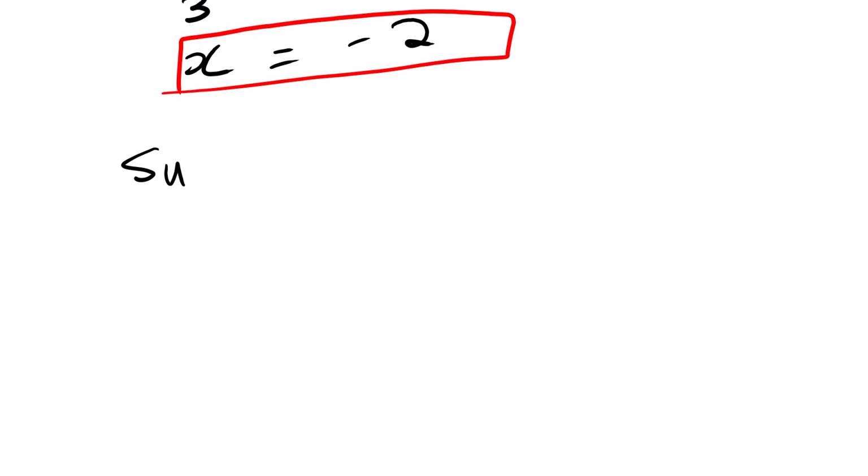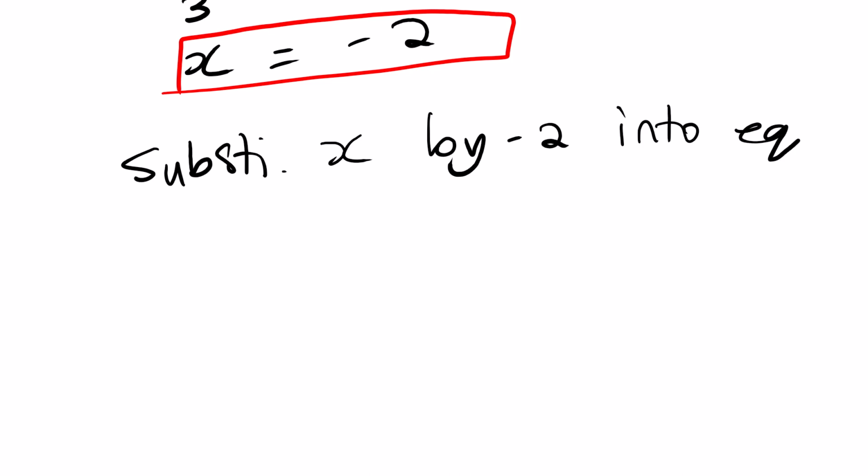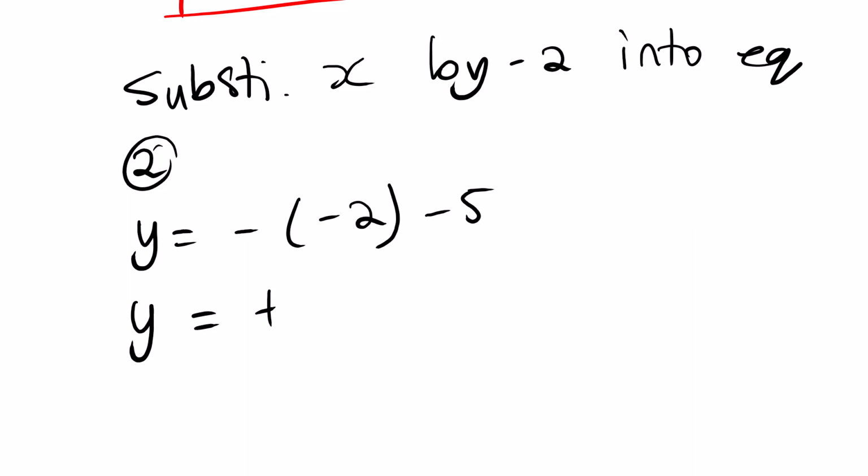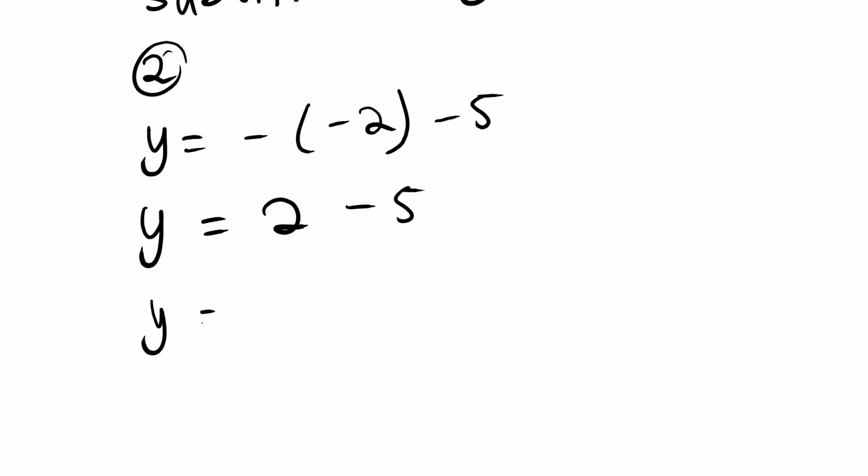From here, substitute x by negative 2 into equation 2. Now where we see x, we substitute by negative 2. So we have y is equals to negative 2 minus 5. Make sure that I write negative 2 minus 5. Then y is equals to negative 7. This is our second solution.